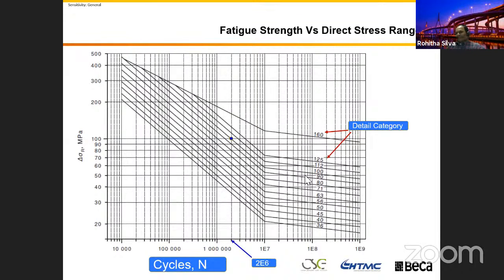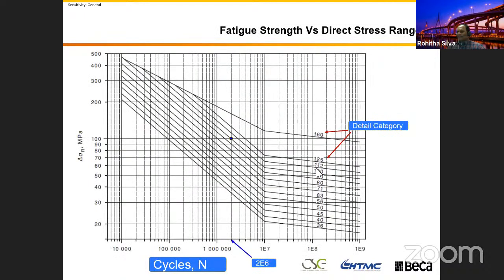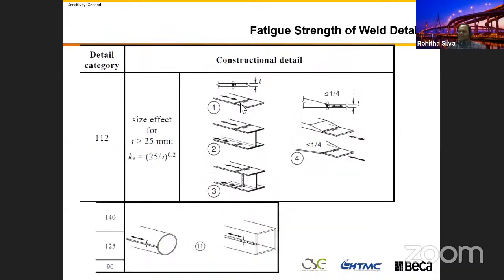These curves you need to read all the time together with these drawings. You can see one of the pictures. When you are designing and detailing, especially steel structures, the welding, for example on this picture, you have the detail category 112. If you see this drawing here, this is the third line, that's 112. At 2 million stress cycles, the fatigue strength of this particular welding detail is 112 MPa. This welding detail is quite common.